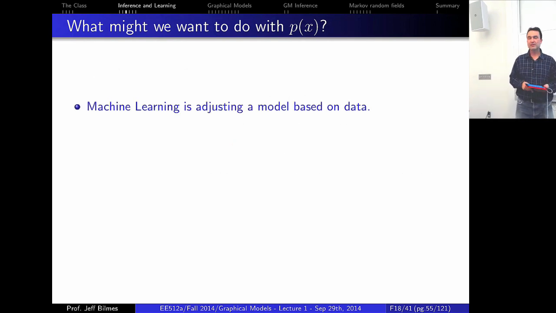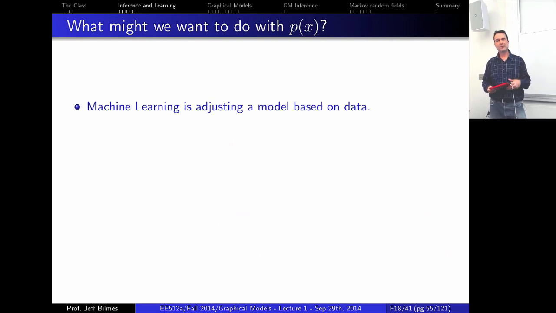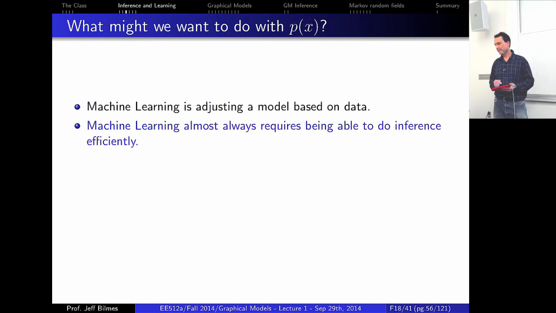Now, you know, machine learning really is some fashion of adjusting a model based on data. Right? That is maybe the simplest, highest level description of what is machine learning. And in order to adjust the model based on data, you almost always need to do inference. And to do it practically and scalably, you need to be able to do inference practically and scalably and efficiently. Which basically means when you're using probability distributions, computing probabilities, or doing some of these inference tasks that we just saw in the previous slide.